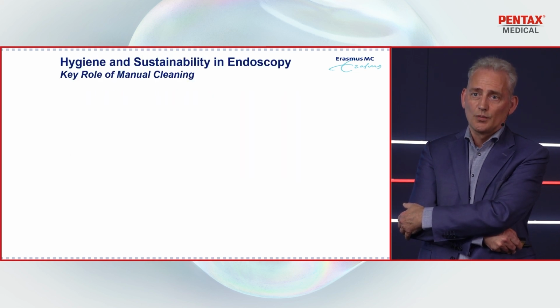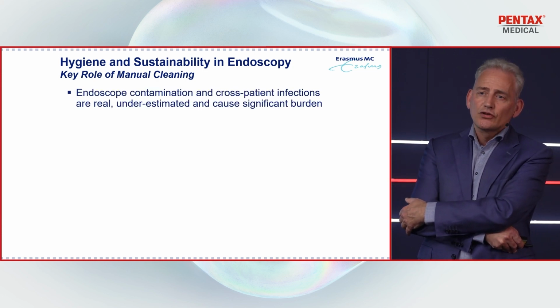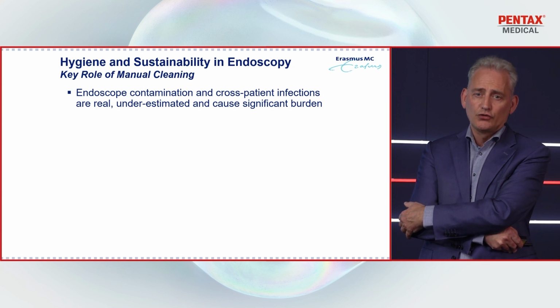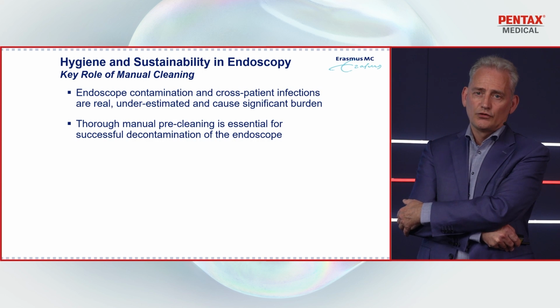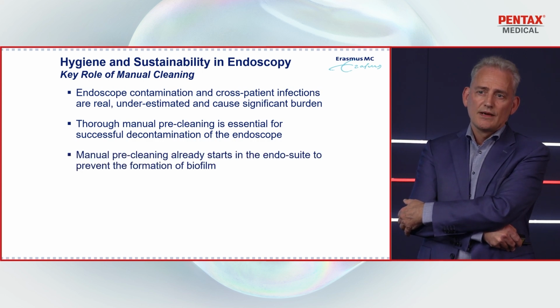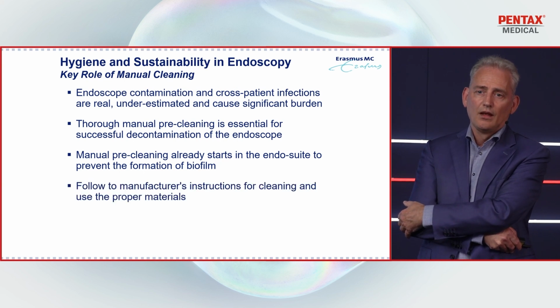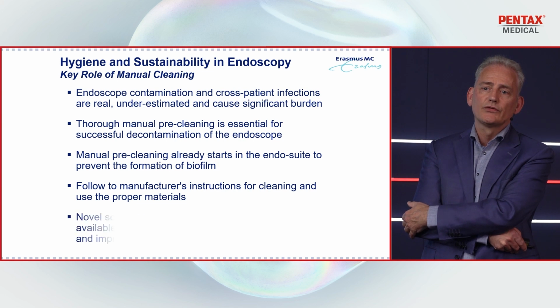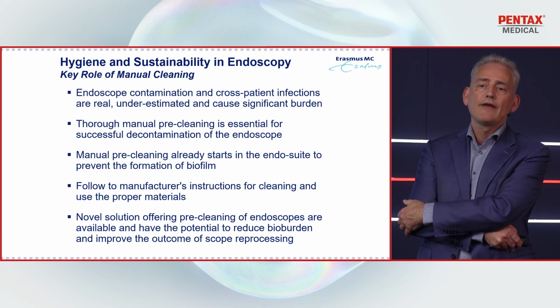manual pre-cleaning of endoscopes. So to come to a conclusion, the key role of manual cleaning: endoscope contamination and cross-patient infections are real for certain patients, and certain scopes are underestimated and cause burden, and we need to address this issue. Thorough manual pre-cleaning is essential for successful decontamination of the endoscope, and the manual pre-cleaning already starts in the endosuite. After you pull out the scope in the patient, you have to rinse the scope immediately to prevent the formation of biofilm. Follow the manufacturer's instructions for cleaning and use of proper materials, and novel solutions offering automated pre-cleaning of endoscopes are now available and have the potential to reduce bioburden and improve the outcome of scope reprocessing.